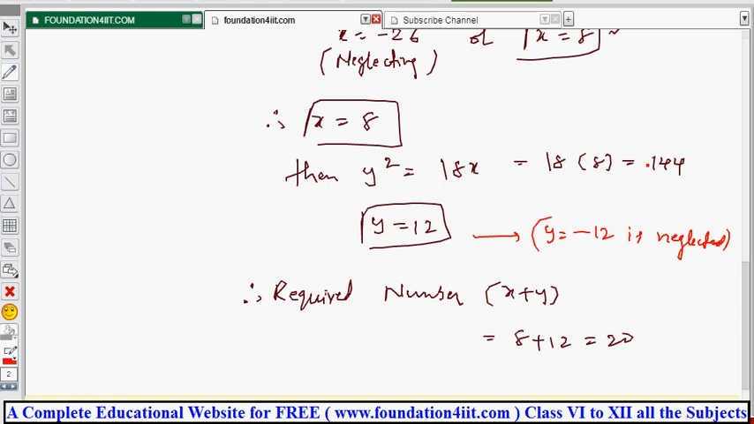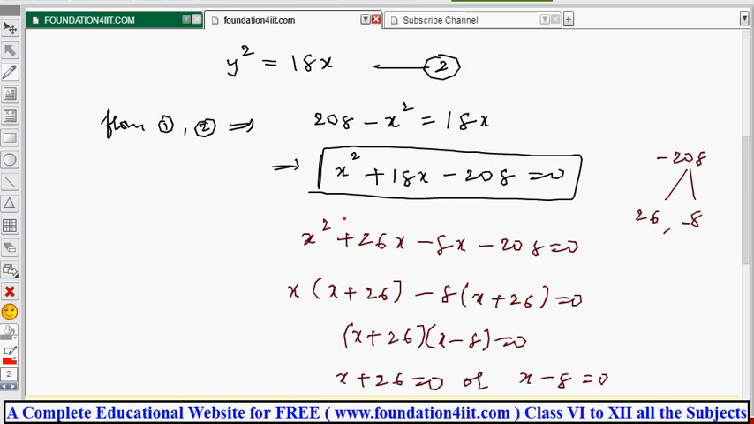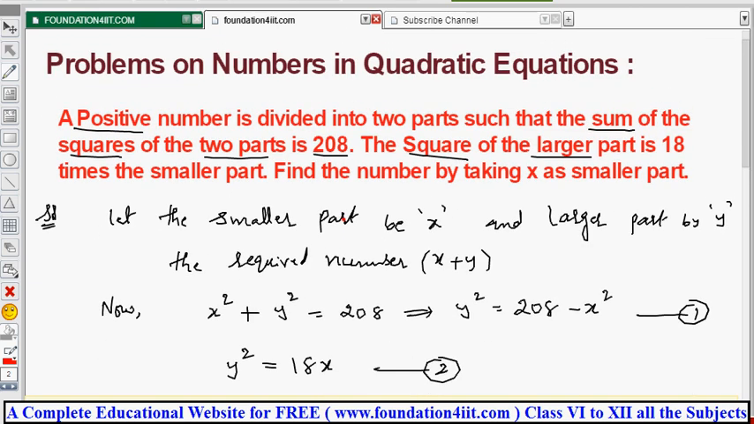Because if y square is 144, y is equal to plus or minus 12. But you should take only positive 12, because according to the problem, they mentioned here that both are positive numbers. Right? In this way you can solve this. And let us see the next one.